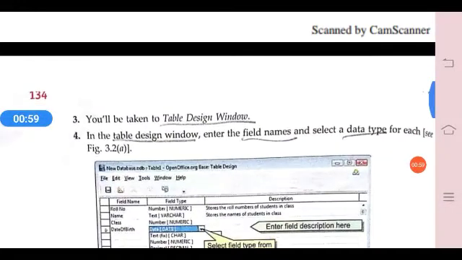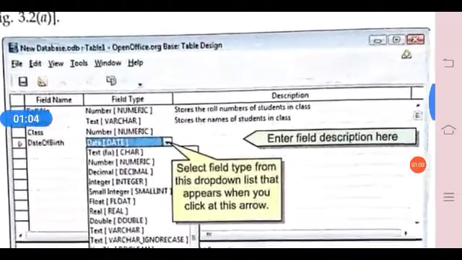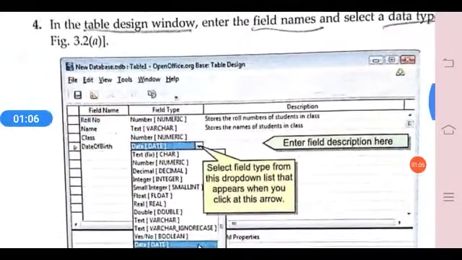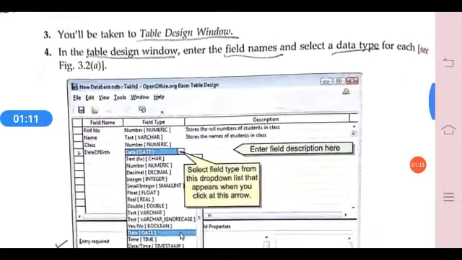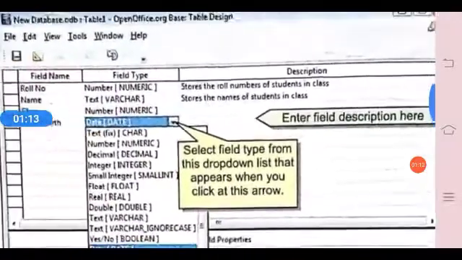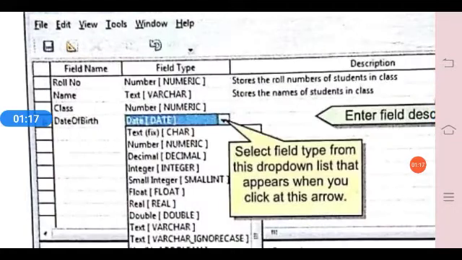Next, you will be taken to the table design window like this. This is called table design window. In the table design window, enter the field name and select the data type like this. For example, in the student table, select the roll number field and the field type is number and the field name is name, then the field type is text. And like this you can select the data type or field type in front of the field name.